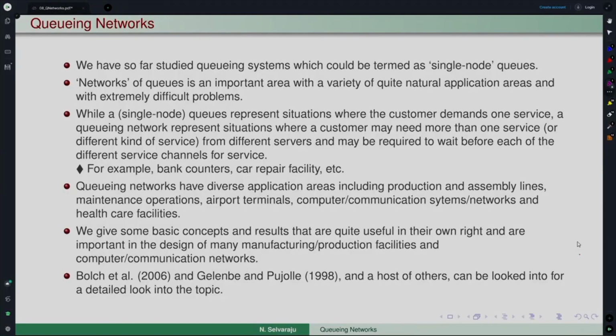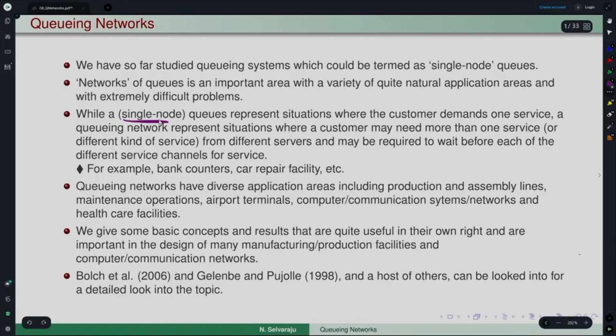And this is an important area which has wide applications in diverse fields which occur quite naturally. And because of its complexity, it also poses extremely difficult problems for analysis once you go a little bit beyond that, okay. So, that is the nature of queuing networks, okay.